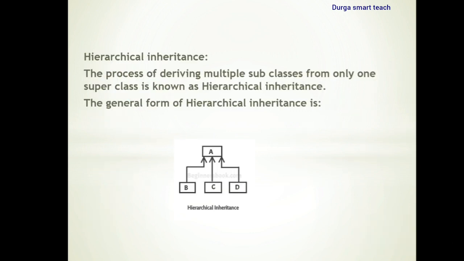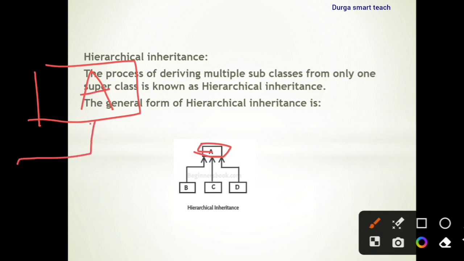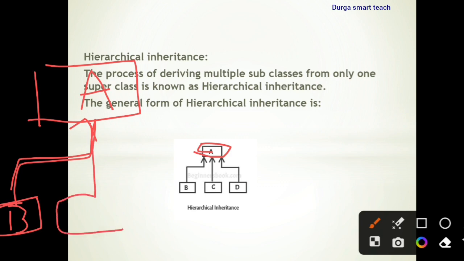Next, the third one is hierarchical inheritance. Hierarchical inheritance is nothing but like a tree. Here it contains only one parent class. By using one parent class, I am deriving a number of child classes. So B is a child class which is derived from A. Next, C is a child class which is derived from A. Next, D is a child class which is derived from A. So here the parent is the same.